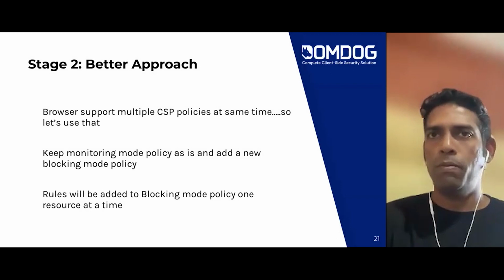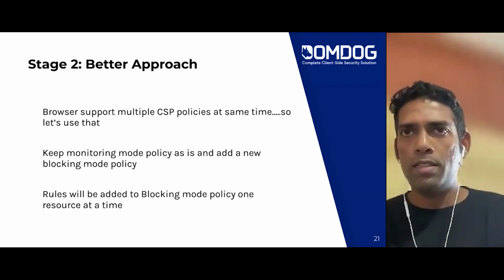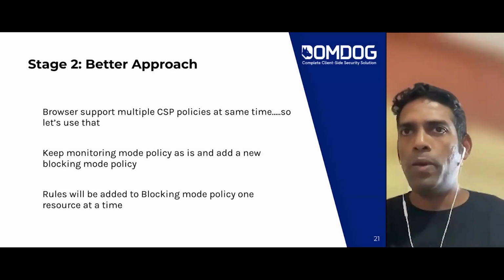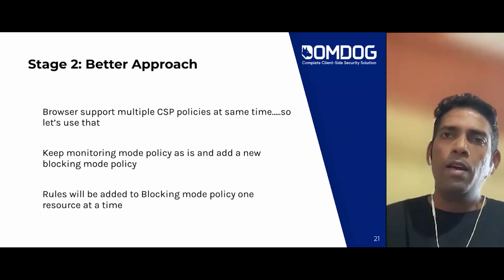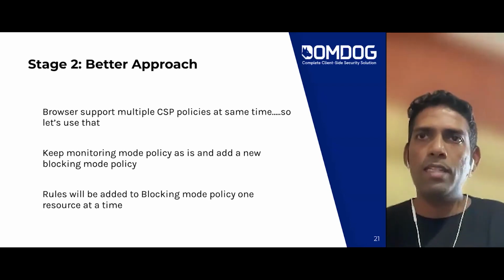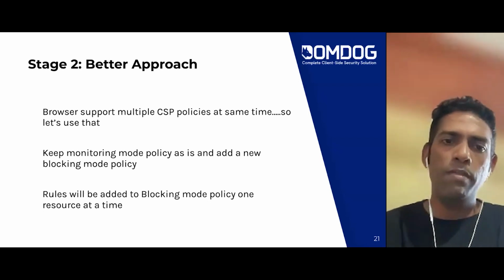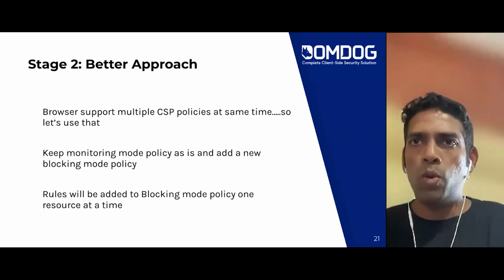We can keep the stage 1 process as is, which is we have the policy, we look at the violations if they're very high, and then we update them on a periodic basis. So that's something we can keep operational. And then we can add an additional policy, and this is going to be our blocking mode policy. And what we'll do is add items to the blocking mode policy one resource at a time.